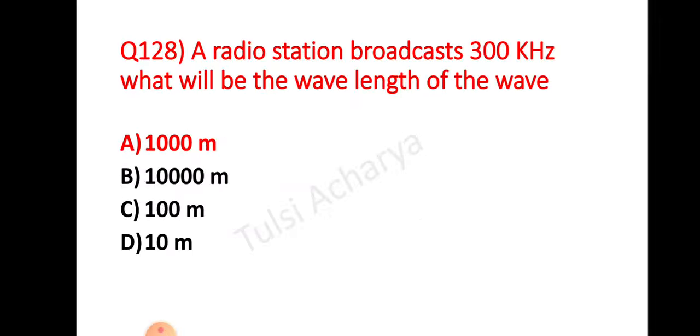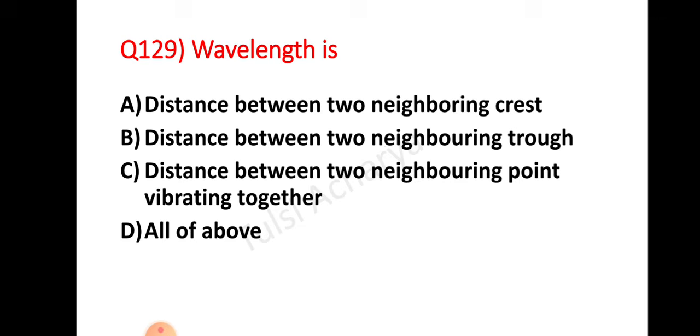Now let's move to question number 129. A wavelength is the distance between two nearest crests, the distance between two nearest or neighboring troughs, and the distance between two neighboring points vibrating together. These all are correct, these all are true. So all of the above is the correct answer for question number 129.